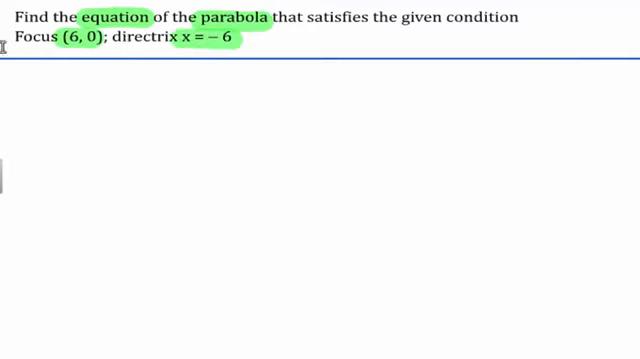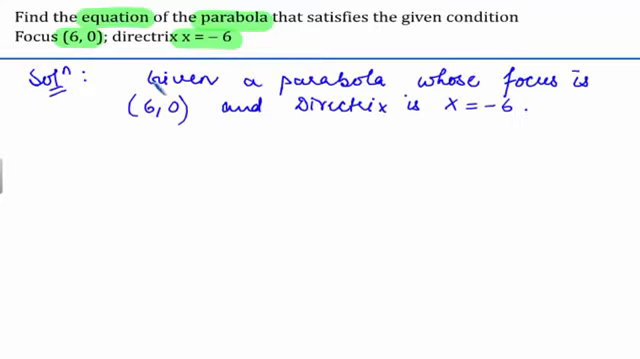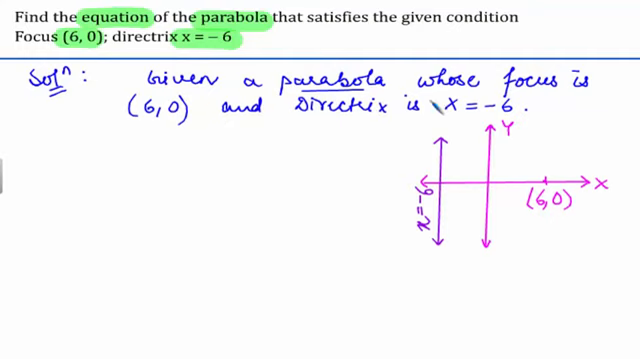Let's begin with the solution. Here we are given a parabola whose focus has coordinates (6, 0) and directrix is x = -6. According to the given information, the focus is on the x-axis and the equation of the directrix is parallel to the y-axis. Therefore, the given parabola is of the form y² = 4ax, right?